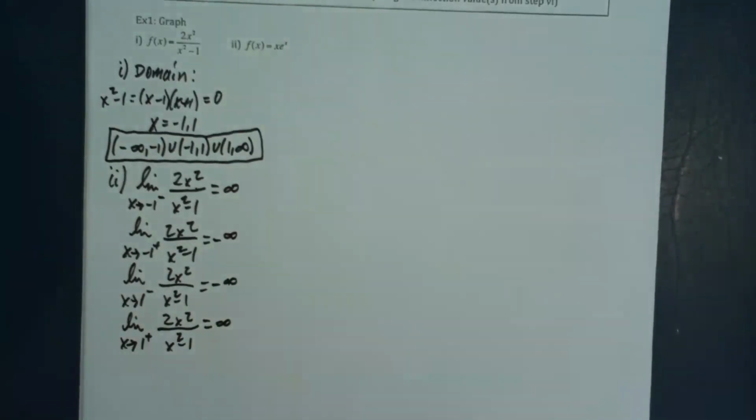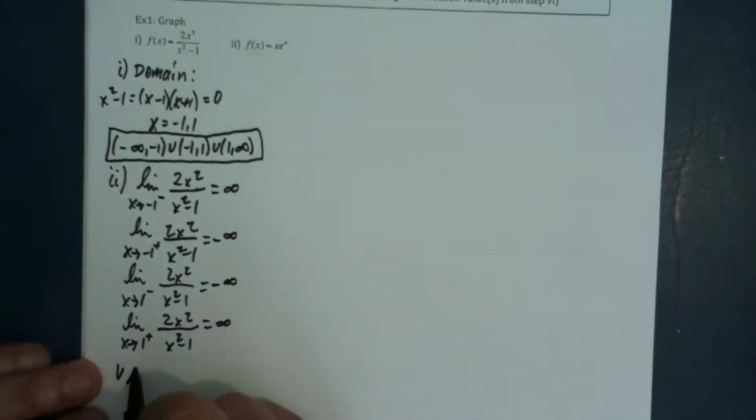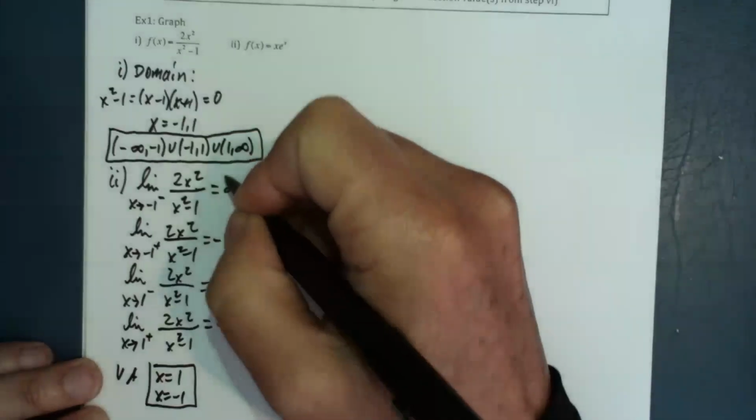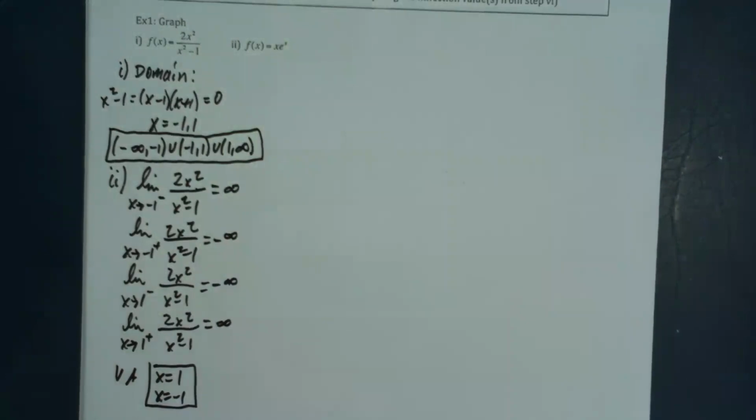This is very helpful for our graphs so that when we put our asymptotes in at -1 and 1, we know what's happening near those asymptotes. So we have vertical asymptotes at x equals 1 and x equals -1. And we even know the behaviors as we're approaching both of those vertical asymptotes.